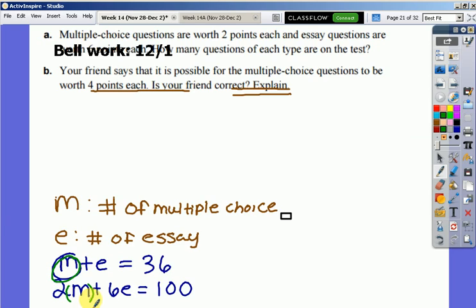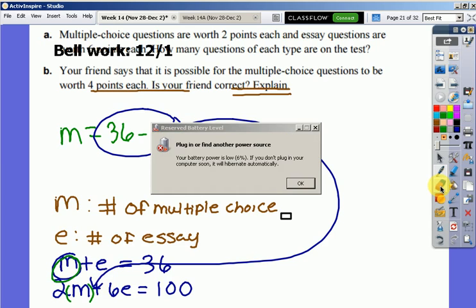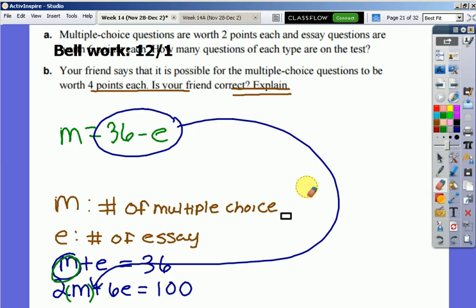So in order to isolate for m here, what do I do with the e? Subtract it. Perfect. So I end up with m equals 36 minus e. I'm going to take that and substitute it into my second linear equation, right over here. Okay? So, let me give myself some room. Do you have any questions so far? No. Okay, let me plug in my computer.